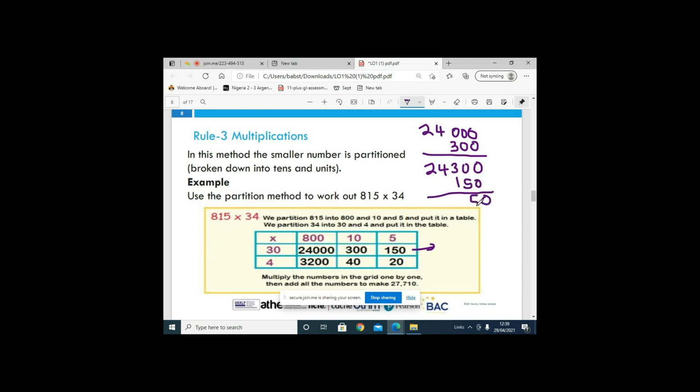That is 24,450. Then you add 3,200 to it. So that gives you 27,650. Then you now add 60, because 40 plus 20 is 60. Just add 60 to it. So plus 60 gives you 27,710. That's it. So it's very straightforward.